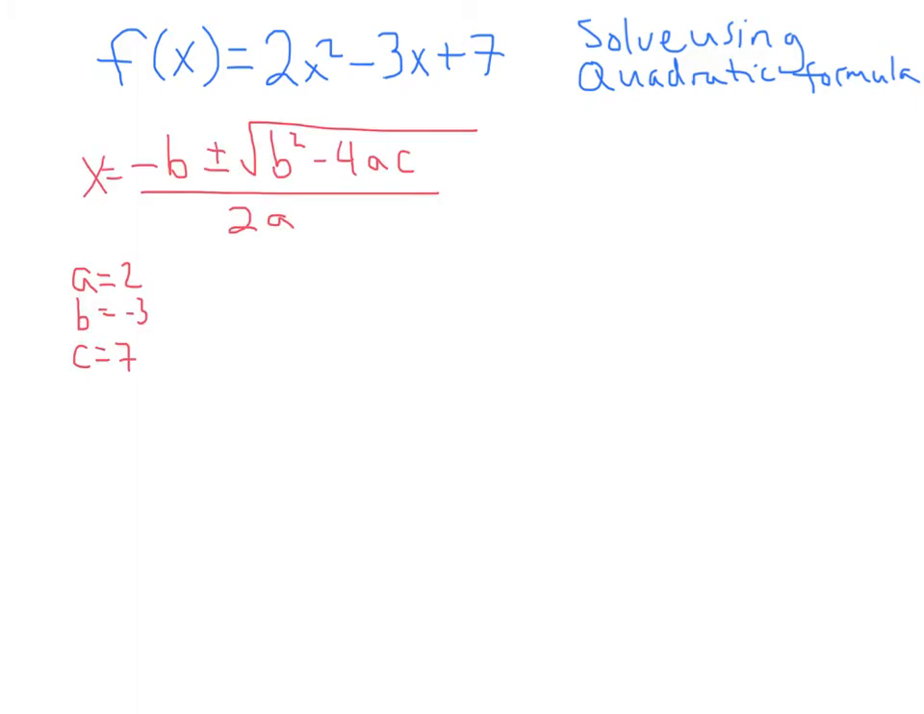So I have my quadratic formula just in case we forgot it. Always good to write it down. And I have my a, b, and c. Here's my a, my b is -3, and my c is 7. Now I can just go ahead and plug these numbers in. No big deal.